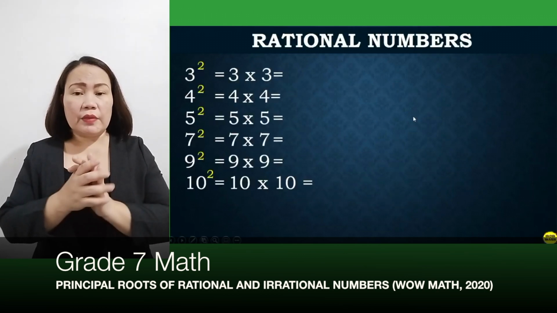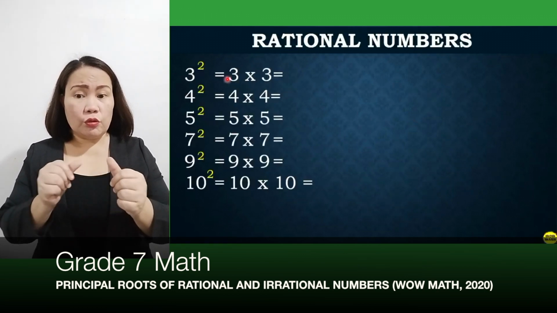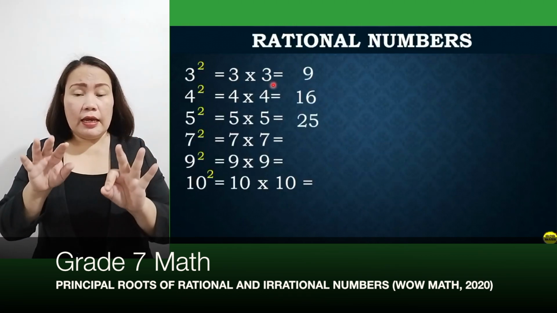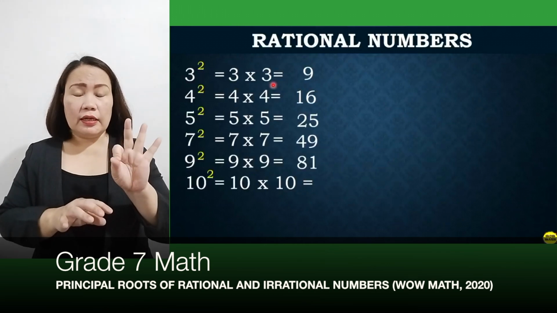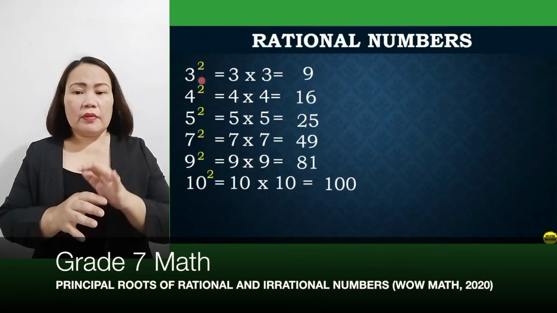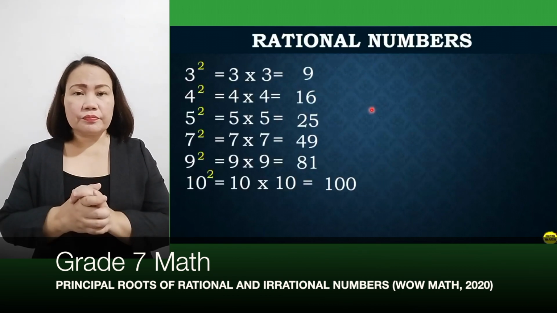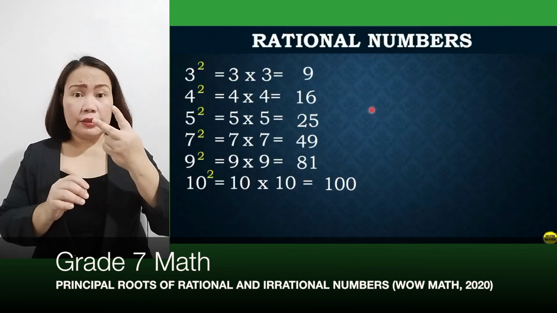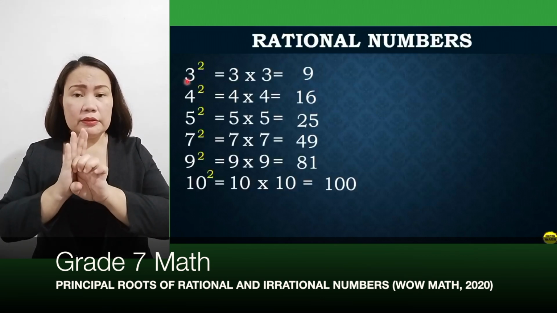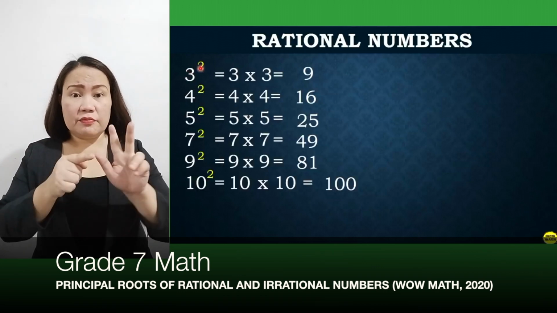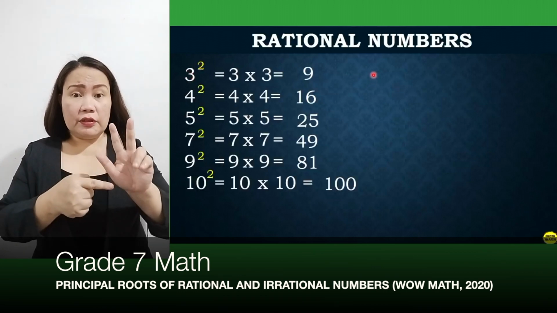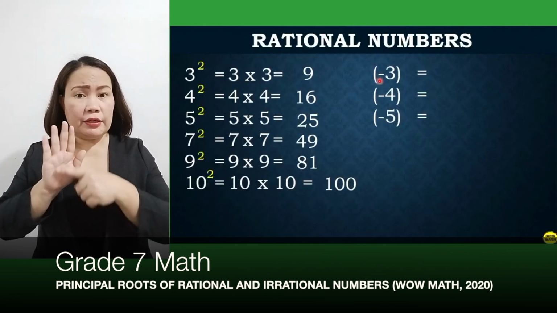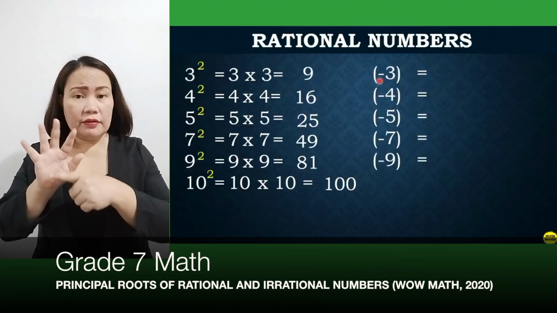Okay, so if we will be getting the product of these numbers, then that is 9, this is 16, 25, 49, 81, and 100. So, kumuha lang ako ng random numbers ha. Okay, next. Now, what if we will be squaring a negative number? So, let's say for example, kagaya nito, this is positive 3. In-square ko si 3. Squaring of 3. Now, what if we have negative numbers like negative 3, negative 4, negative 5, negative 7, negative 9, and negative 10.